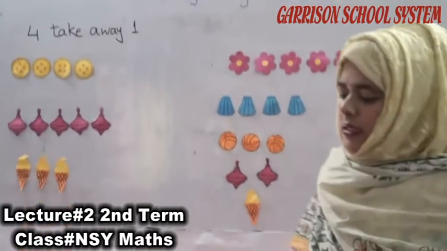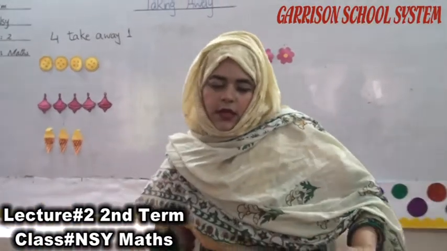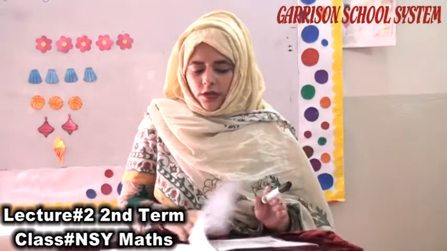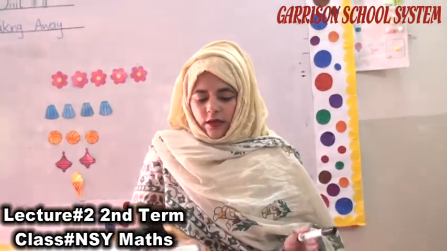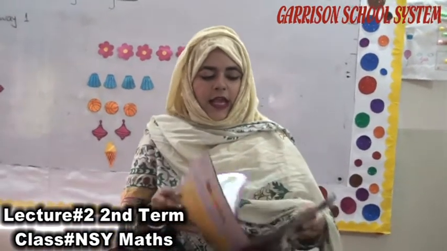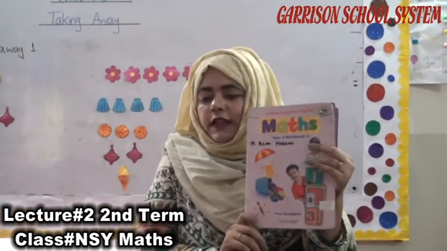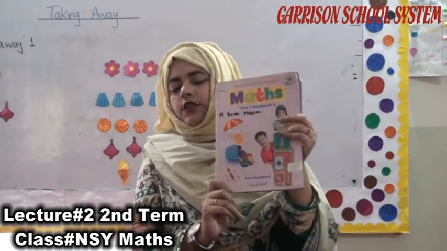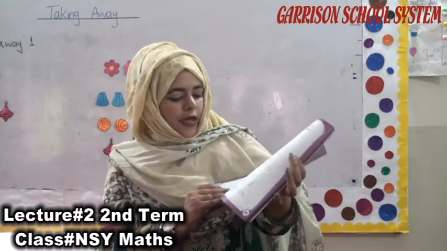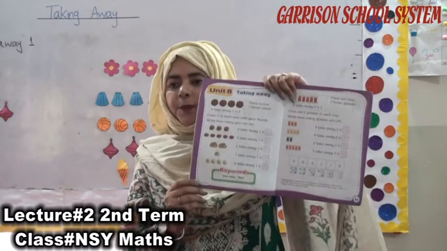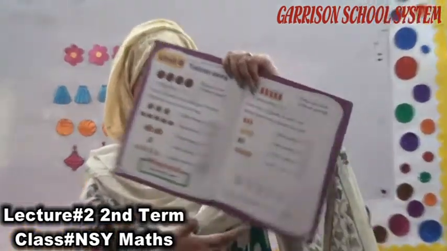Taking away means, if we have 5 things and we take one out of it, how many will remain there? We will be having 4. So let's see. This is your maths book for nursery class. Open your book at page number 30.